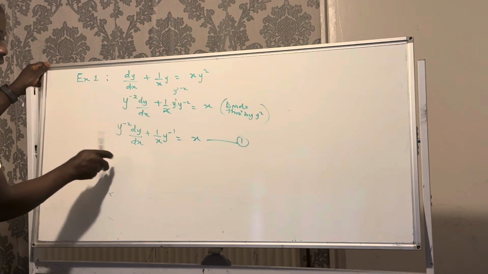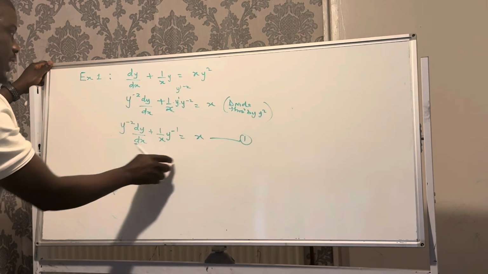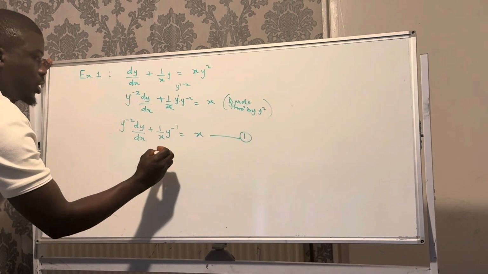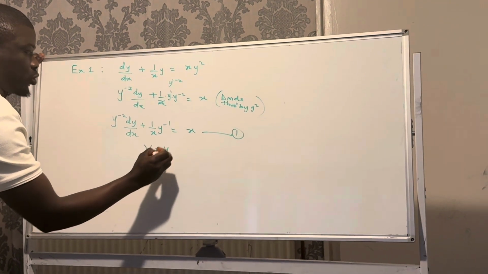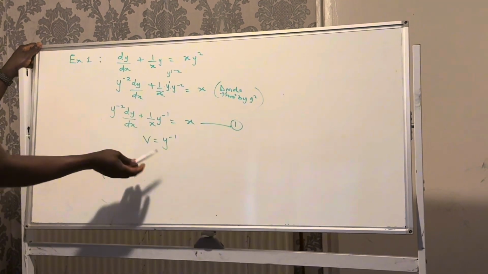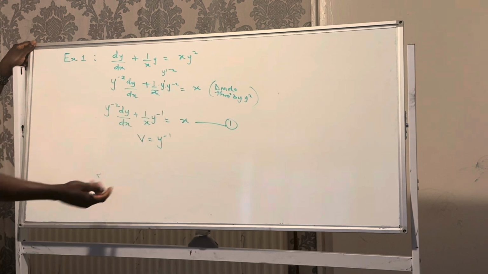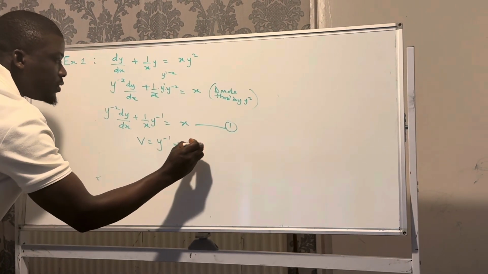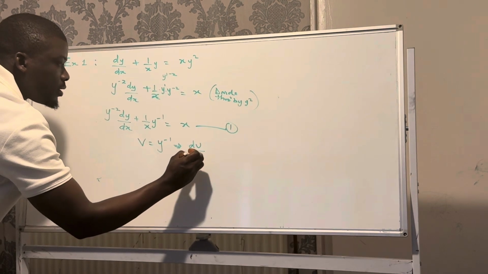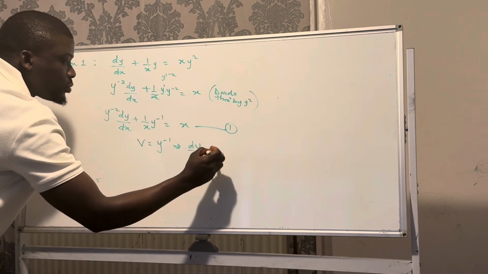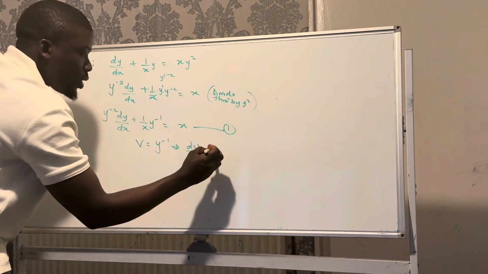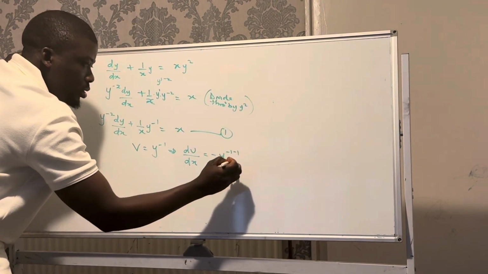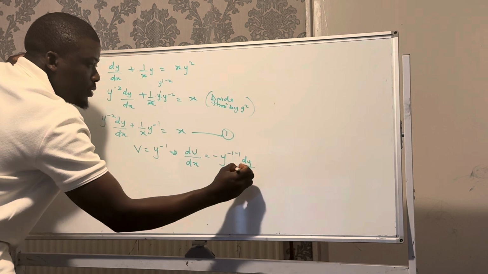So after getting this, we can now assume let v be equal to y raised to power minus 1. This is an assumption. We are assuming v to be equal to y raised to power minus 1. So let's differentiate this. If we differentiate, we have dv/ds equal to minus y raised to power minus 1 dy/ds.